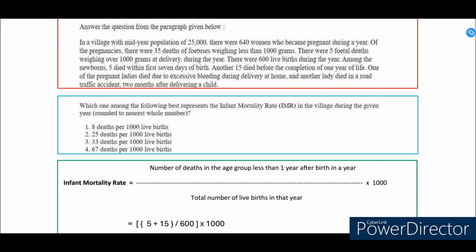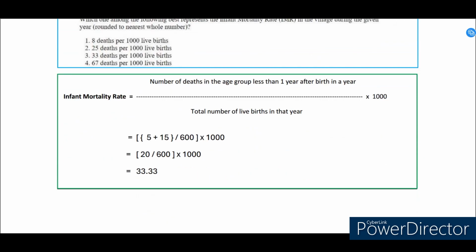Okay, be clear. First they said 5 died within first 7 days of birth. Then they said another 15 died. So we need to add 5 plus 15, okay? Because we need all the deaths within 1 year of life. So 5 plus 15, that is the number of deaths in the age group less than 1 year, divided by what are the live births? Total live births, it is 600, multiplied by 1000. So the answer is around 33.33.